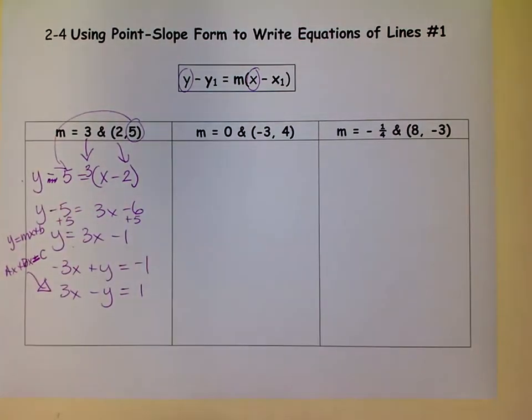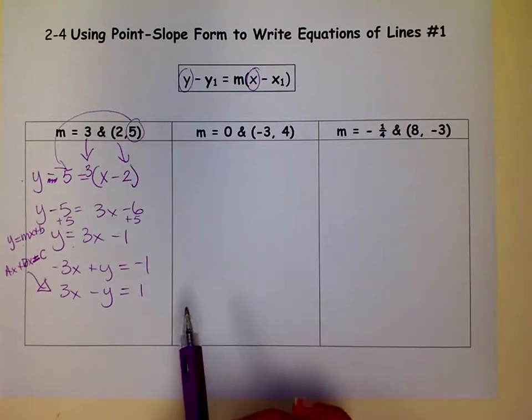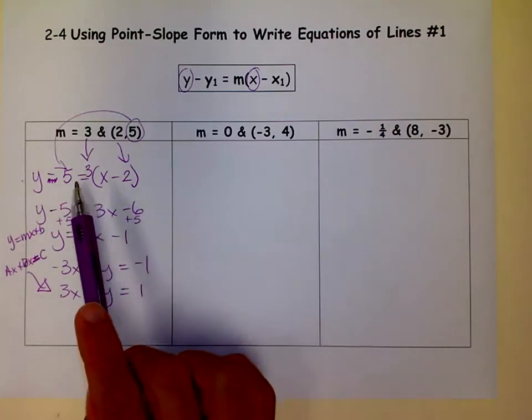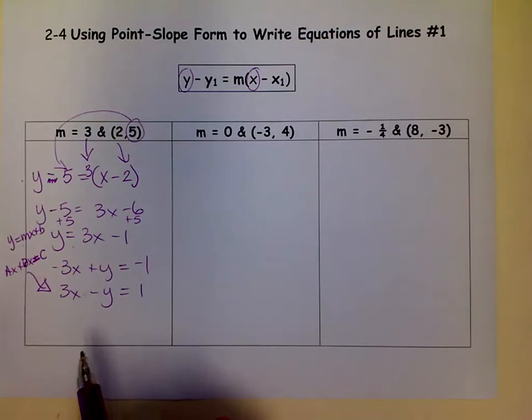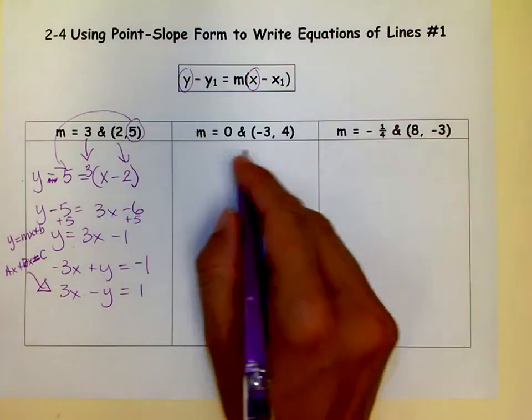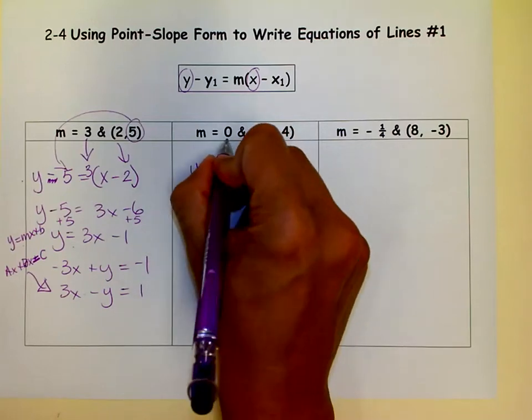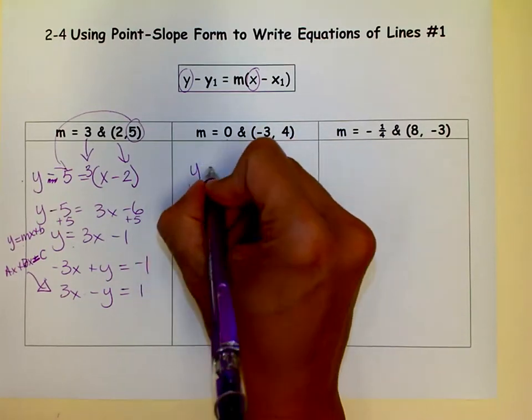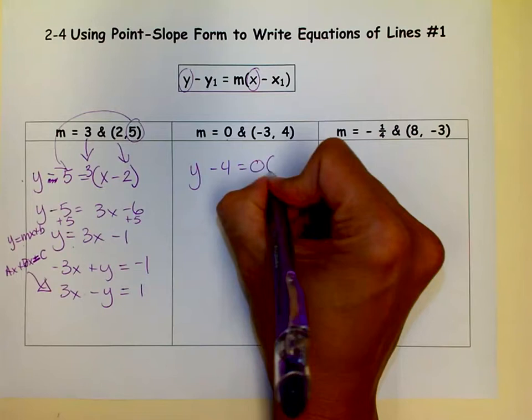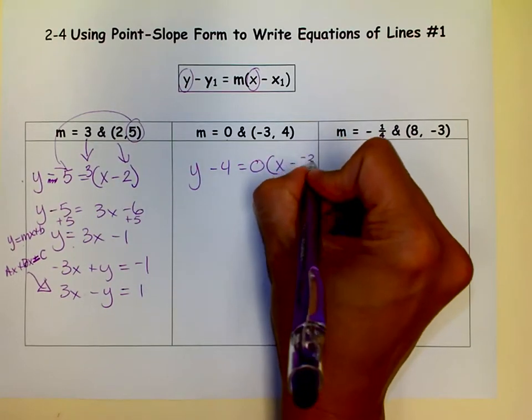So it depends on what the final product is. If they don't care, then this is really the easy way to go. So I'm going to do this out, but then I'm going to tell you a shortcut if you see slope of 0. So I'm going to say y minus 4 equals m times x minus a negative 3.